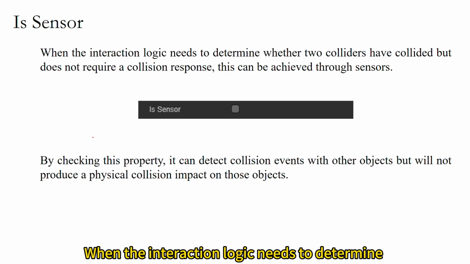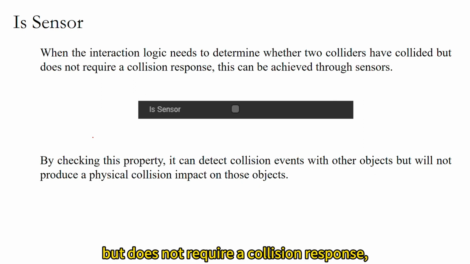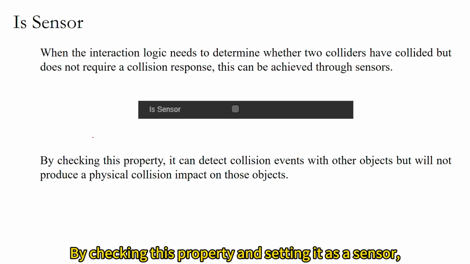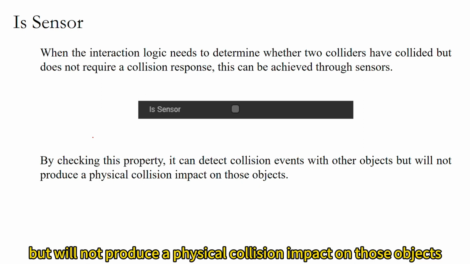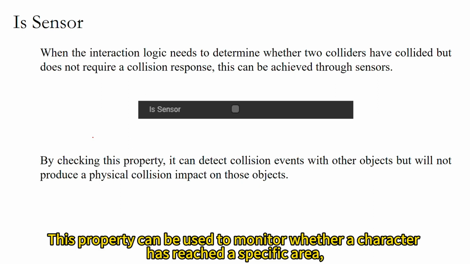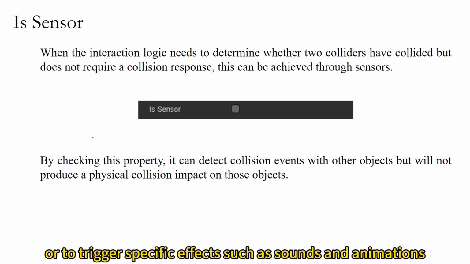When the interaction logic needs to determine whether 2 colliders have collided, but does not require a collision response, this can be achieved through sensors. By checking this property and setting it as a sensor, it can detect collision events with other objects, but will not produce a physical collision impact on those objects. This property can be used to monitor whether a character has reached a specific area, causing changes in game behavior, or to trigger specific effects such as sounds and animations.